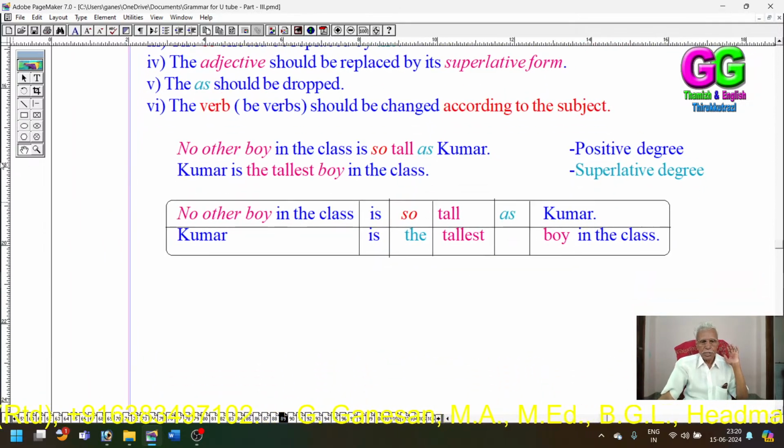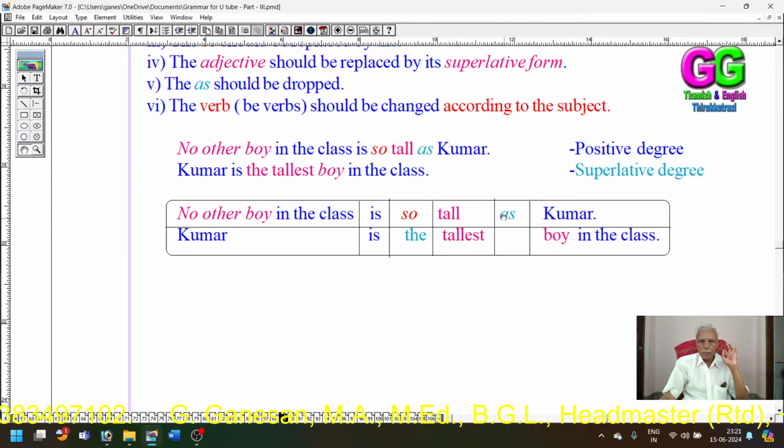Let us see. First, no other boy in the class is so tall as Kumar. First, the complement should be made the subject, as we did in the previous one. Secondly, regarding the verb, both boy and Kumar are singular, so the verb has been kept as it is. Then thirdly, the scale so has been replaced by the. Fourthly, the positive form tall has been replaced by its superlative form tallest.